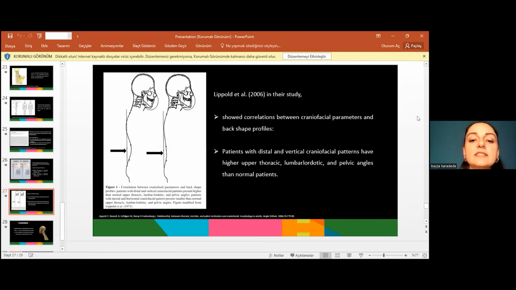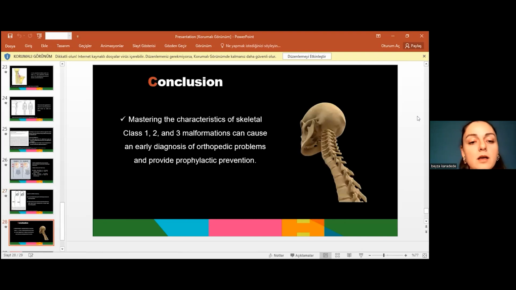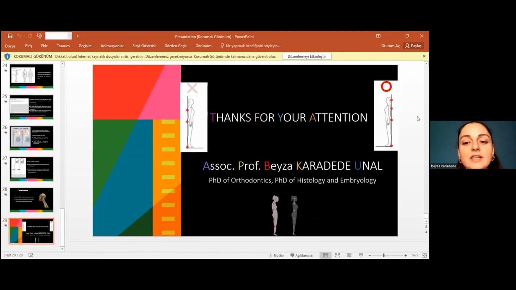Lipot et al., in their study, showed a correlation between craniofacial patterns and back-shaped profiles. Patients with distal and vertical craniofacial patterns have higher upper thoracic, lordotic, and pelvic angles than normal patients. As a result, mastering the characteristics of skeletal class 1, 2, and 3 malformations can lead to early diagnosis of orthopedic problems and provide prophylactic prevention. So, thanks for your attention.